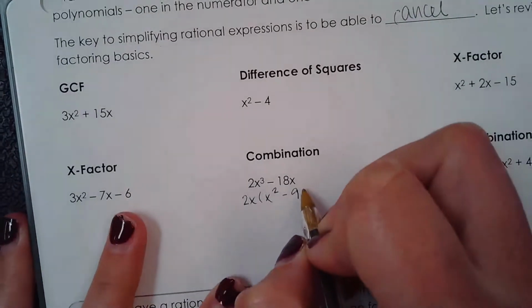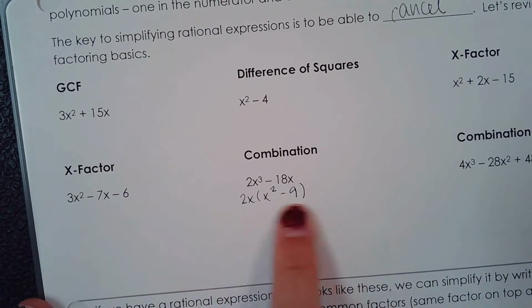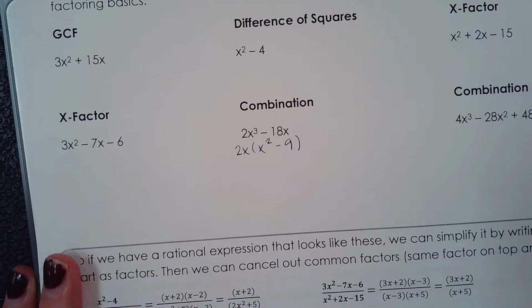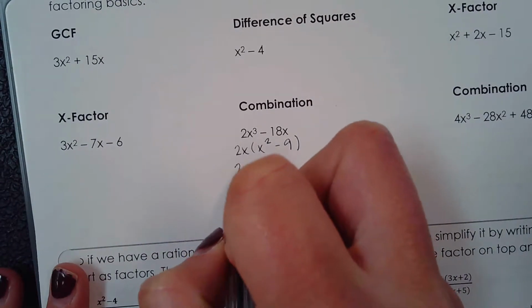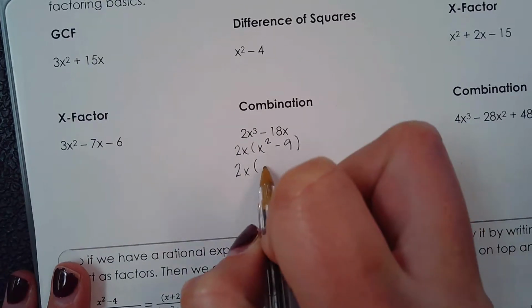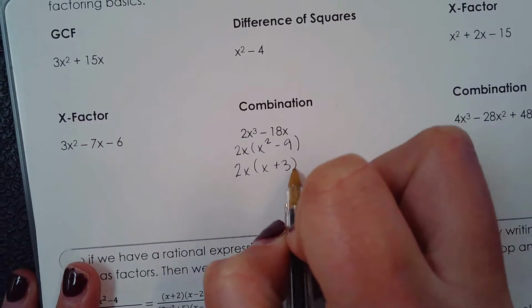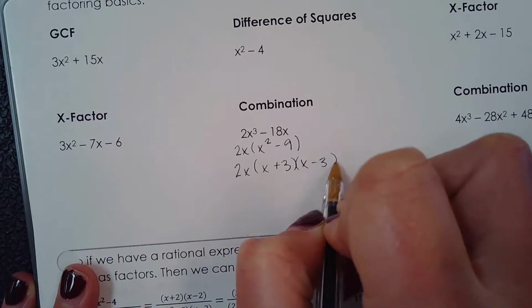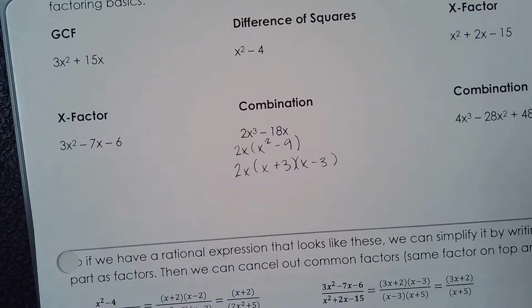So we said that you always check for a GCF first. That's what we did right here. So we pulled out a 2x, and then what do you do with what's left inside? X plus 3, x minus 3. That's difference of squares, yeah? Okay, cool. So that's factored. That's all we're doing, yeah?